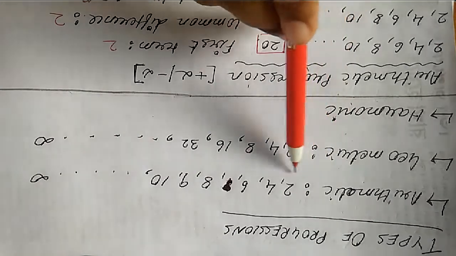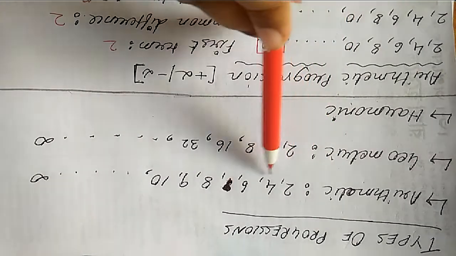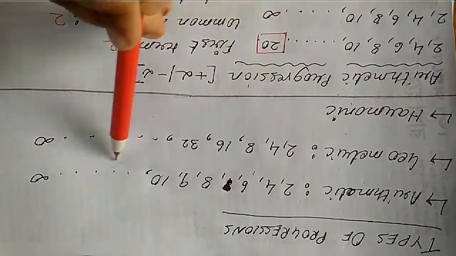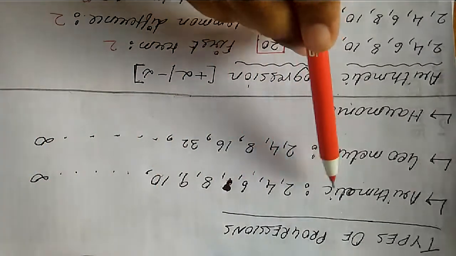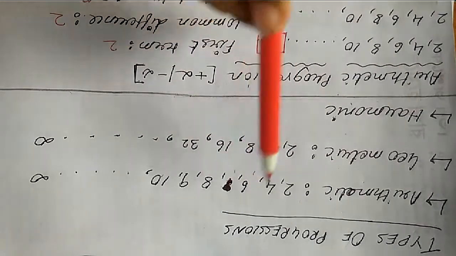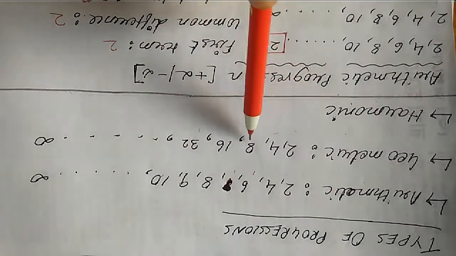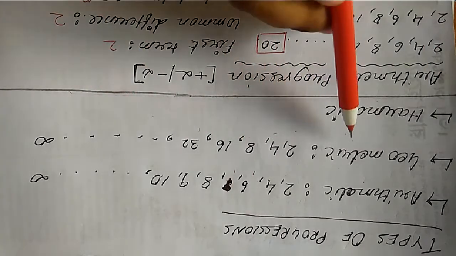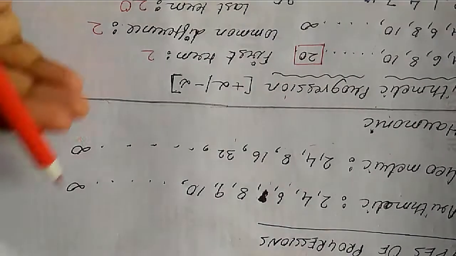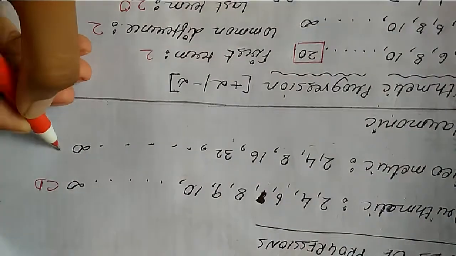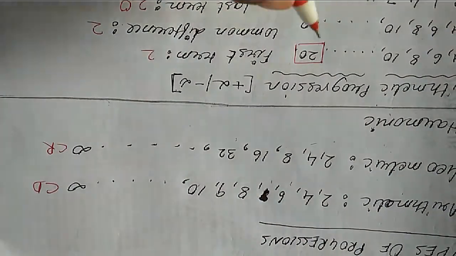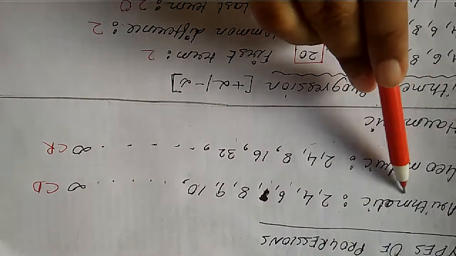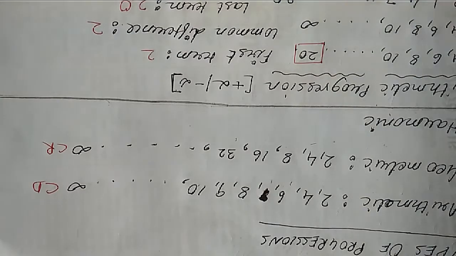As in the example you have seen before, 2, 4, 6, 8, 10, this progression is an arithmetic progression having a common difference, while this progression, 2, 4, 8, having a common ratio but not a common difference, is a geometric progression. So this has a common difference while this has a common ratio. Okay, understood? Clear? Now let us go into the details of arithmetic progression.